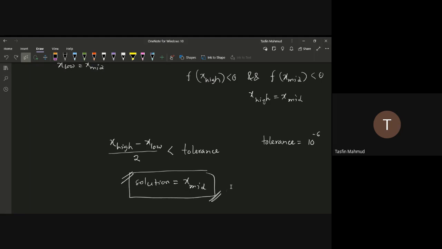Okay, so I guess you are getting an idea how actually we are going to solve any root using the bisection method. In the lab sheet you will have the algorithm, so if you just follow the algorithm, hopefully you will be able to write the code, no worries.